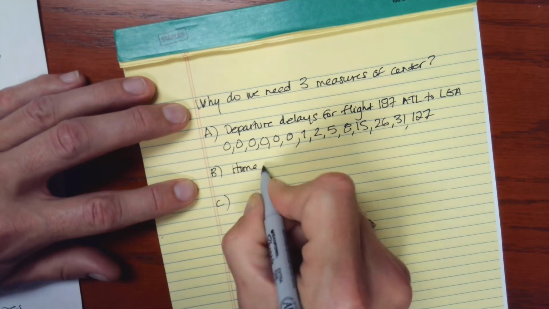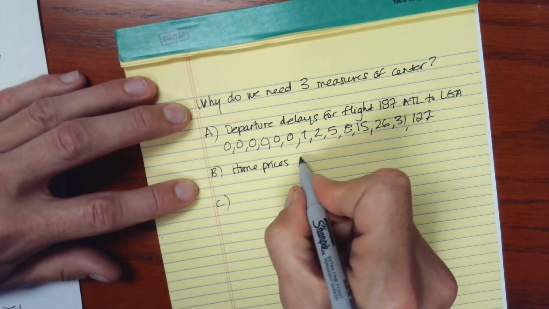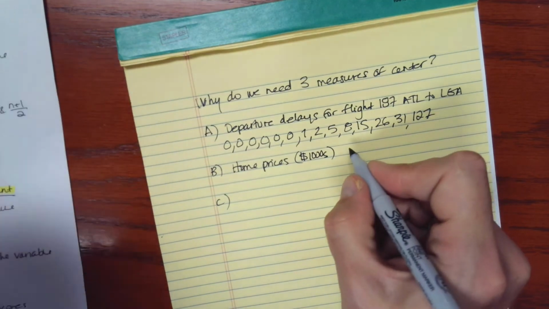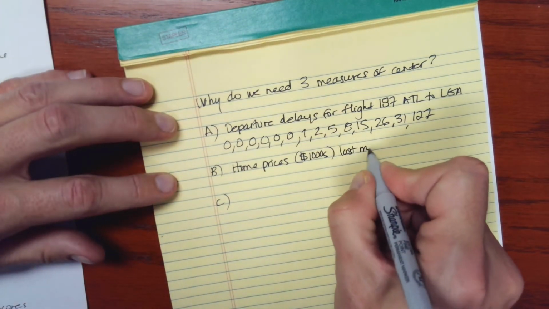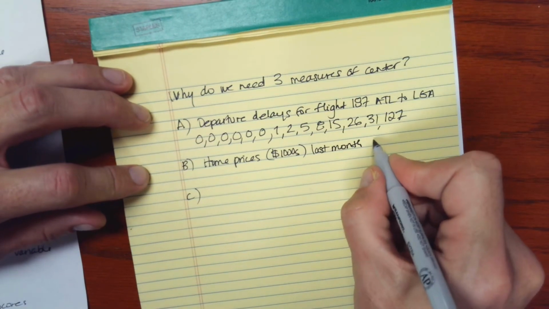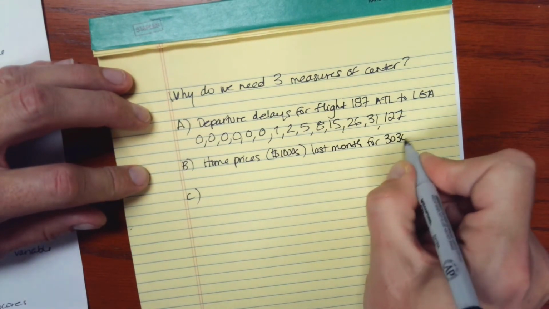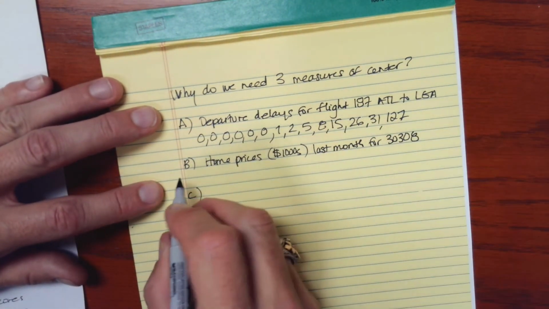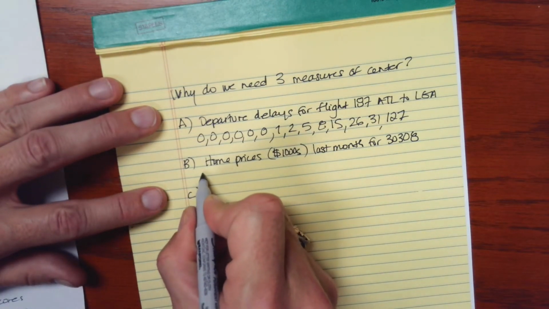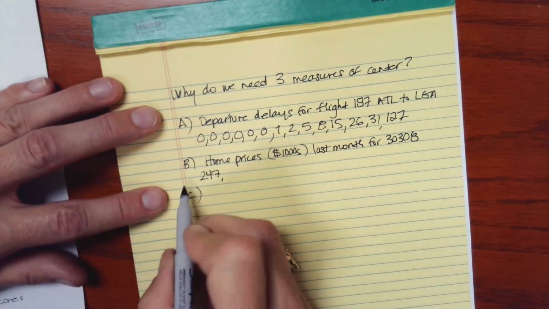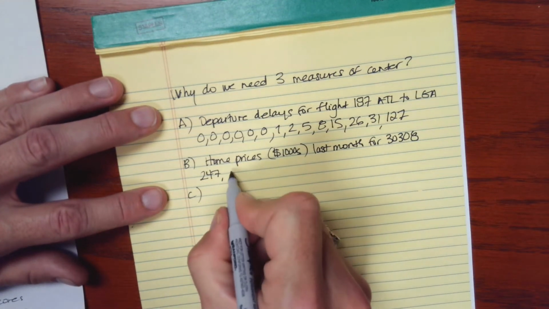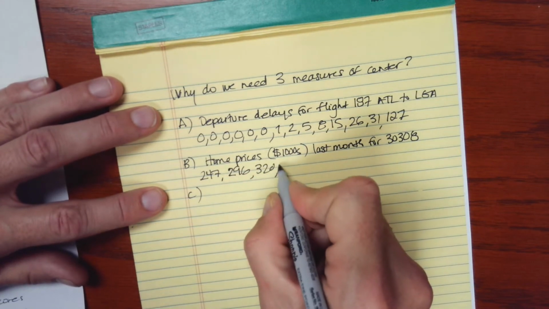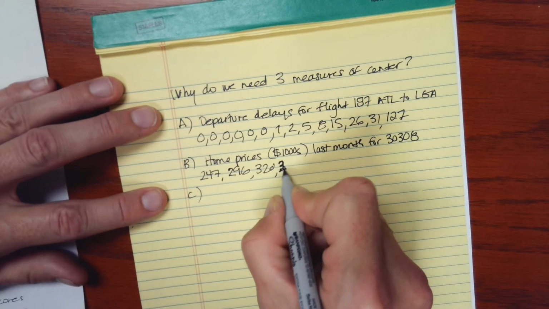For a second data set, we have home prices, and this is going to be in thousands of dollars. Last month, for zip code 30308, so in Midtown Atlanta. So we have a listing of all the homes that were sold last month, and maybe one of them sold for 247. Again, that would be 247,000. Maybe one went for 296, and we had a 320.